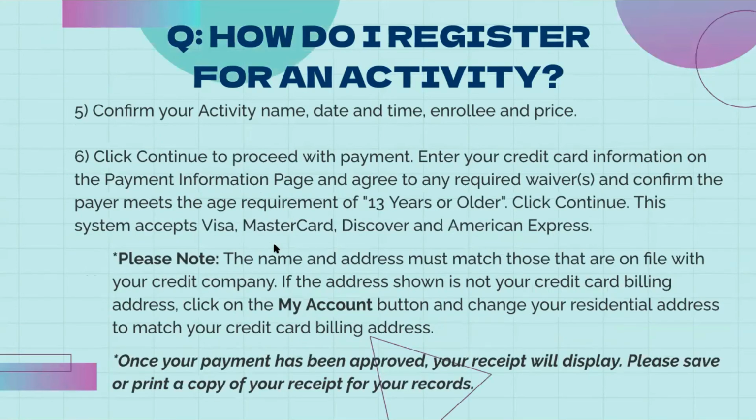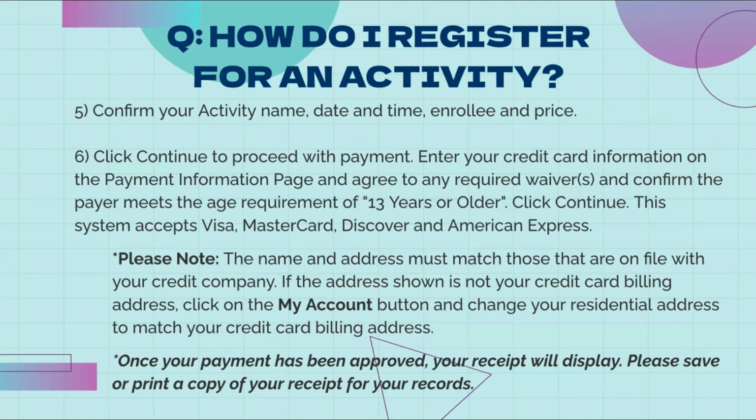All right, you would then confirm your activity name, date and time, enrollee, and price. Click Continue to proceed with the payment. You would enter your credit card information on the payment information page and agree to any required waivers and confirm the payer meets the age requirement of 13 years or older. Click Continue, and this system accepts Visa, MasterCard, Discover, and American Express cards.